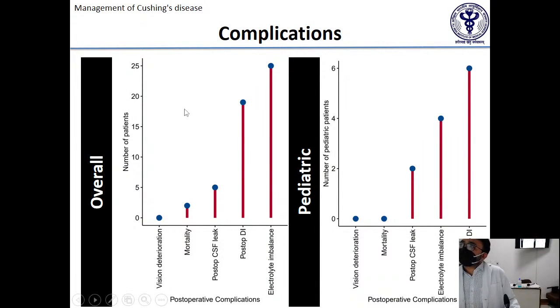Also, we assessed the complications in the overall group and the pediatric age group. The surgical mortality remains low, and only 2 patients had a death in the overall group, with none of the patients in the pediatric age group. The electrolyte imbalance and postoperative diabetes insipidus remain the most common complications post surgery.